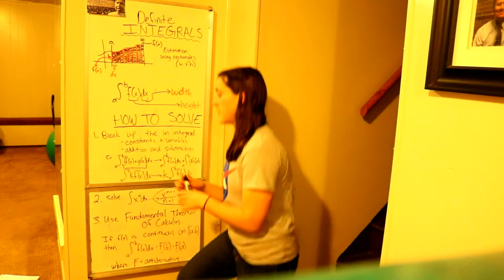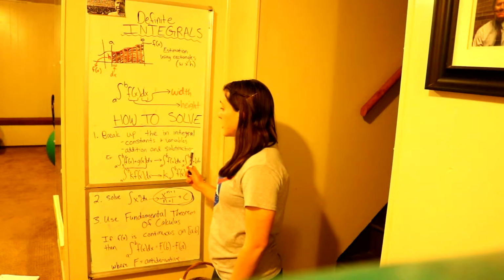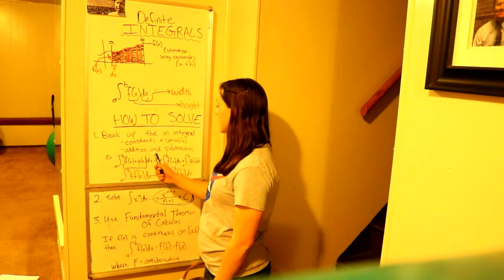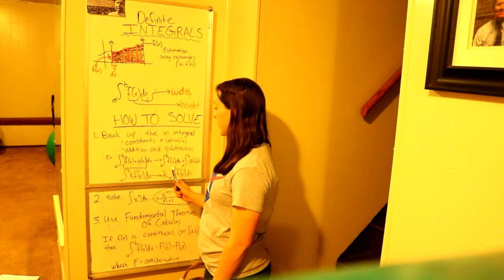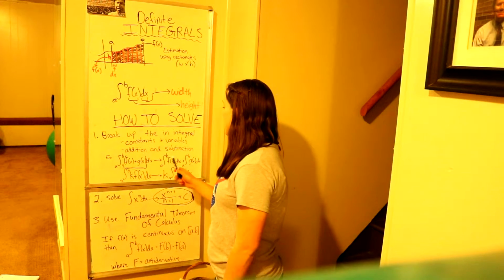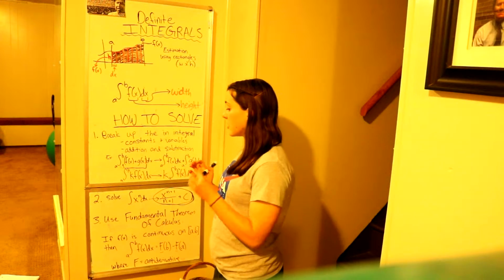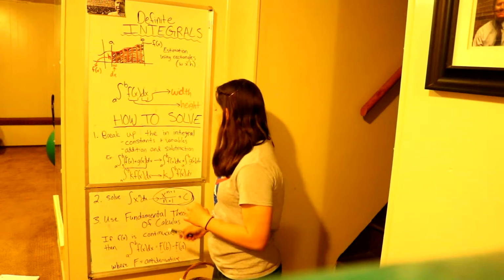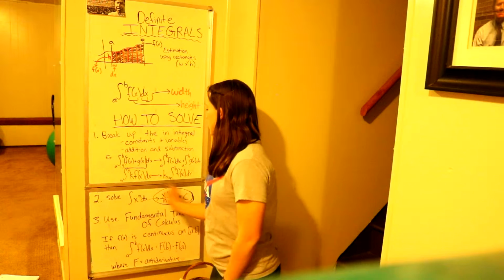Now we're going to solve. So how to solve a definite integral? First, we break up the integral by using these two rules. The first rule is that constants and variables are allowed to break up. The second rule is that addition and subtraction allow each component of the function to break up into its own separate integral, as seen here.